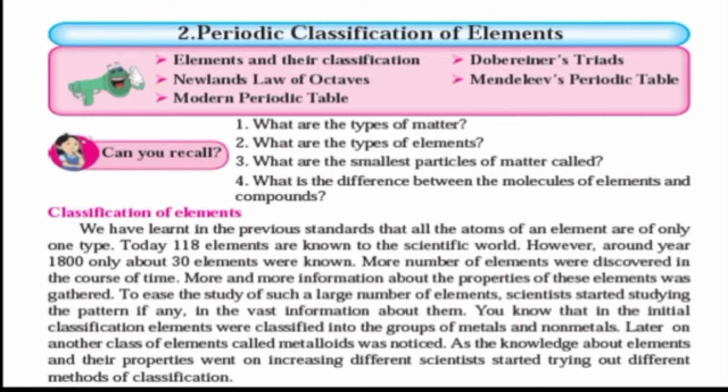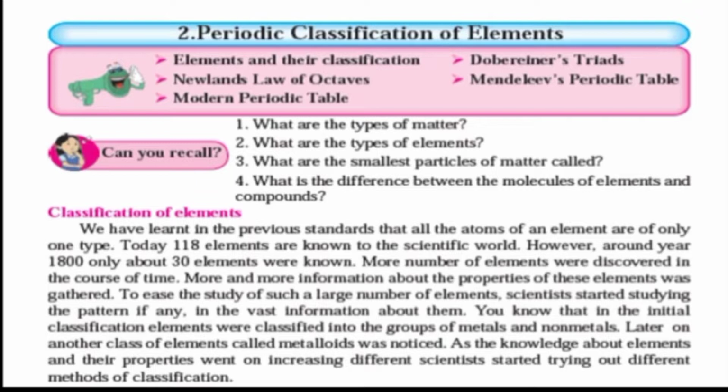You might know that at present around 118 elements are known to the scientific world. But this was different around the year 1800. At that time, only 30 elements were known. More and more elements were discovered with time, and various properties of elements became known.